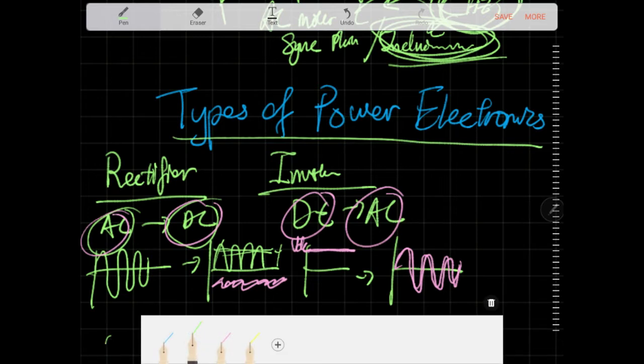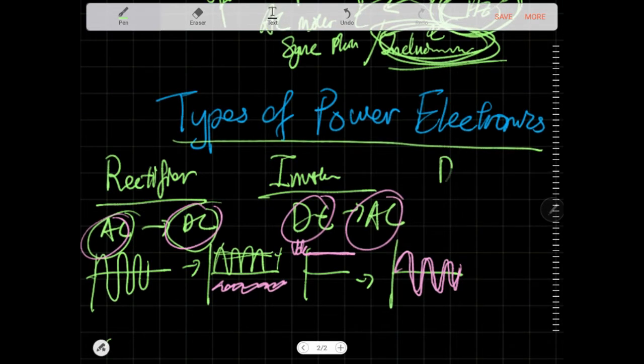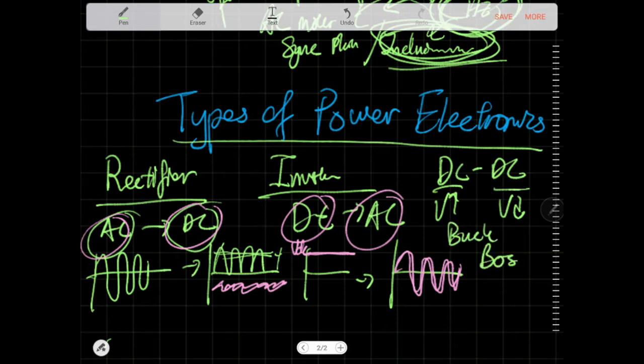Next, you have some more things that you're probably not going to learn too much in this course, which is DC-DC. In DC-DC, it's the same form of power, so what do you do? You manipulate the voltage. The voltage may go up and the voltage may go down. That's why it's called a buck or boost, a buck converter or boost converter. That's DC to DC.